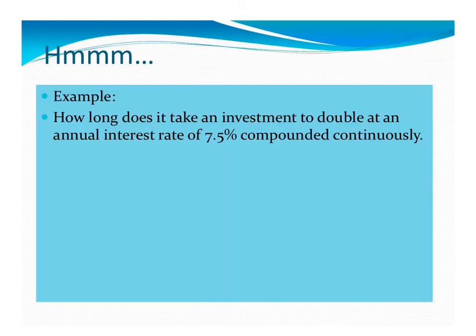So this one here says, how long would it take for an investment to double at an annual interest rate of 7.5% compounded continuously?